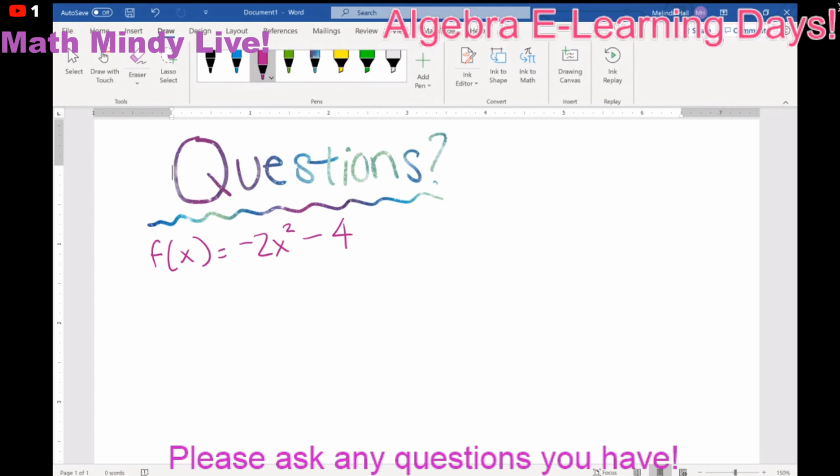Here we go. Notice that in this case, my a would be negative 2, and b is normally the number that's in front of the x, but I have no x, which means my b would be 0, and then my c would be negative 4.